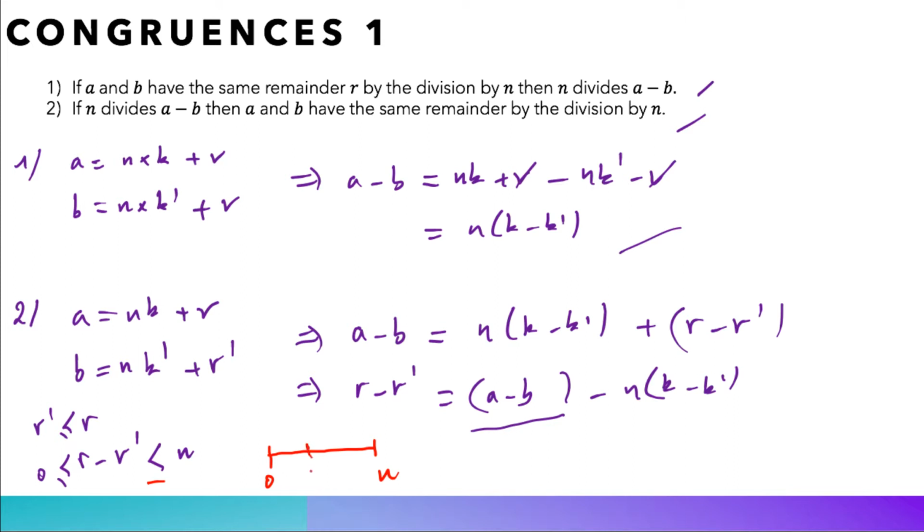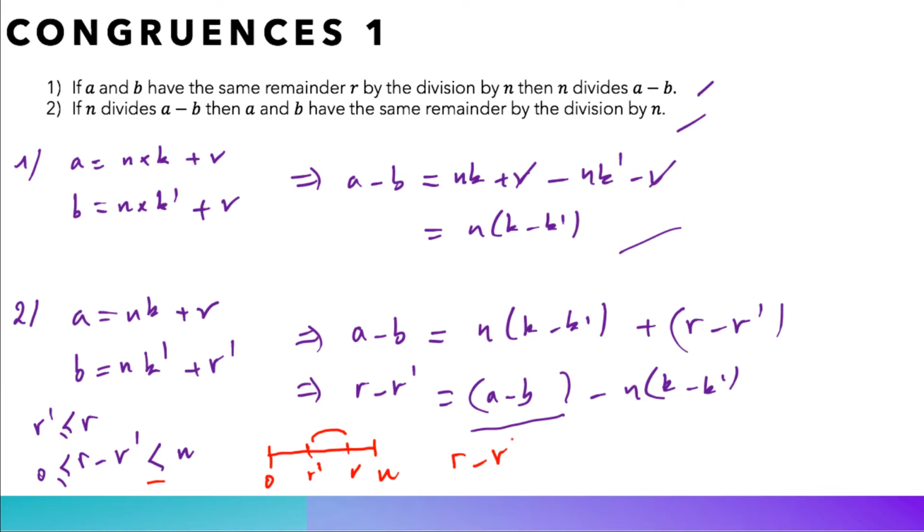so one can place r prime here and r here, from which we see that their difference, which is the distance between r prime and r, is strictly lesser than n. This fact implies that r minus r prime can only be 0 because r minus r prime is a multiple of n strictly lesser than n, and the only multiple of n strictly lesser than n is actually 0.